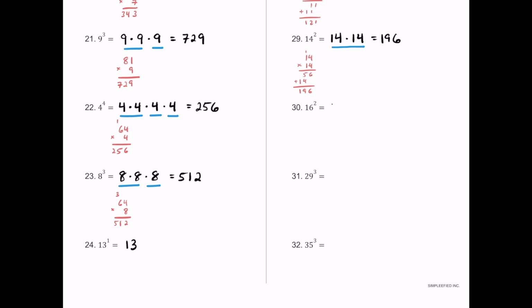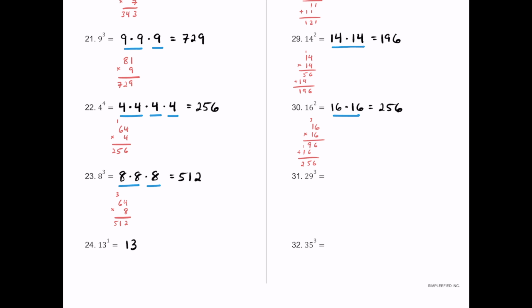For number 30, we have 16 squared, or 16 to the second power. That's 16 times 16. Pretty sure this is 256, but I'll go ahead and show that as well. 16 times 16. So that's going to be 6, 3, carry the 9, or bring down the 9. And that's a 6 and a 1. Let's see here. That's going to be a 6, a 5, and a 1. It's going to be 2. So I think we do get this 256.